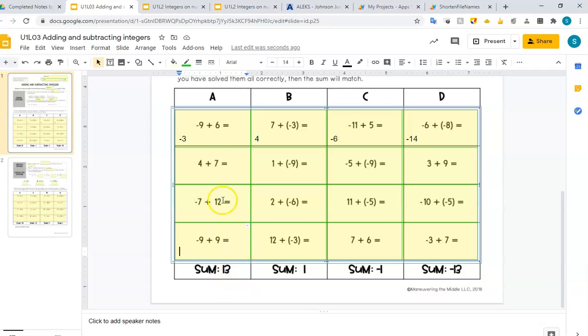Let's jump down to this one. I'd like you to go ahead and pause the video, work through these next 12 problems. Shouldn't take you too much time. And then I'm going to come back and we're going to go over them.